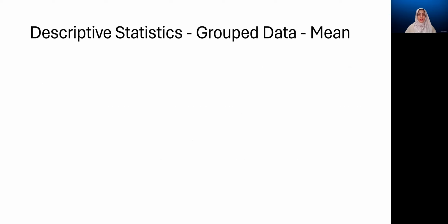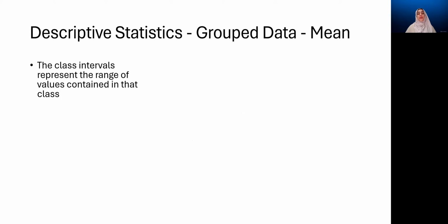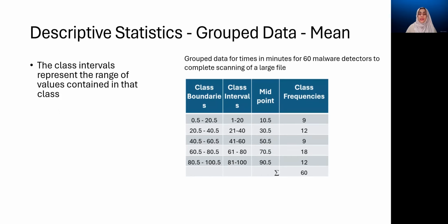So if you have grouped data available to you in the form of class intervals and their frequencies, and you are required to compute the mean of it, we need to use the class interval values to compute the mean. Consider this example of the time taken by 60 malware detectors to complete scanning of a large file. Here we can see that we have 5 class intervals. The construction of frequency distribution tables we've already seen in one of the earlier videos. You are already familiar with the class boundaries and class intervals.